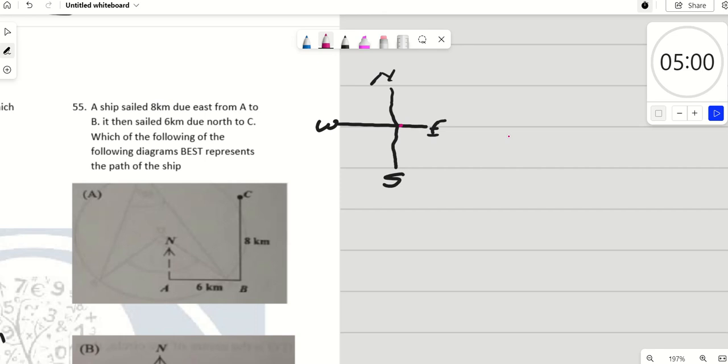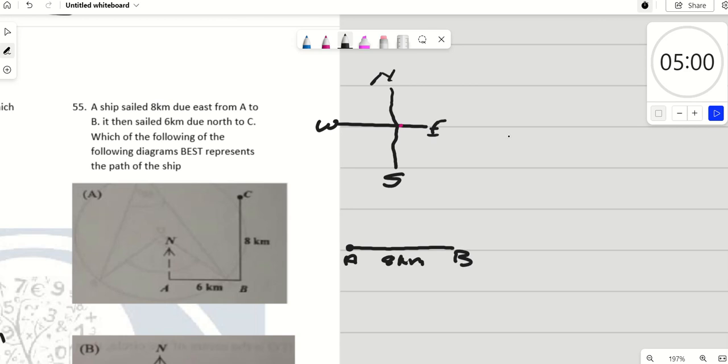A ship sailed 8 kilometers due east. So we're starting from the center, right? Let's say this is the starting point, which is A. We're going 8 kilometers to the east to reach B. So this is 8 kilometers. We know east is on your right-hand side. So this is B, right?